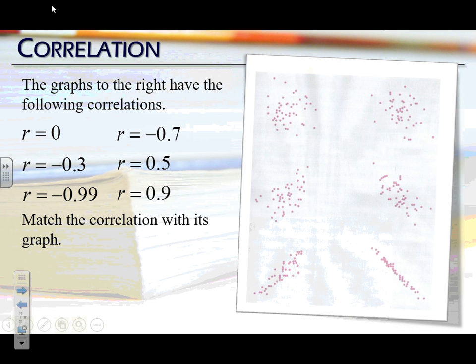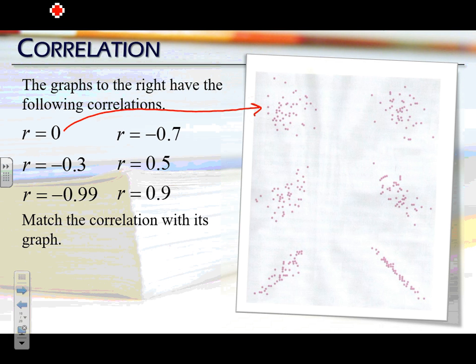Okay, so let's run through these. Correlation of 0. Which of those 6 graphs is probably the one that matches with correlation of 0? Top left. So correlation 0 is going to be top left. If we're looking at that one, there really is no form to it. We don't see any sort of line or curve in there. It's just a random scatter of dots. We're going to be very close to 0.